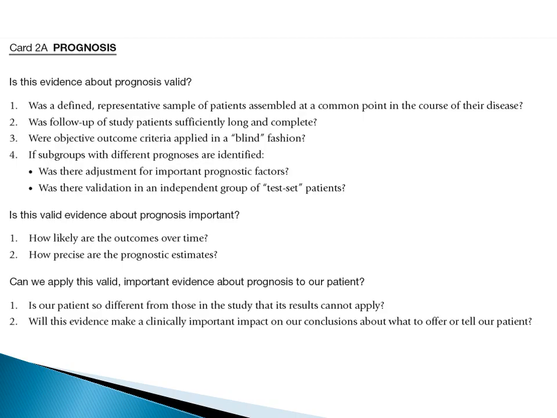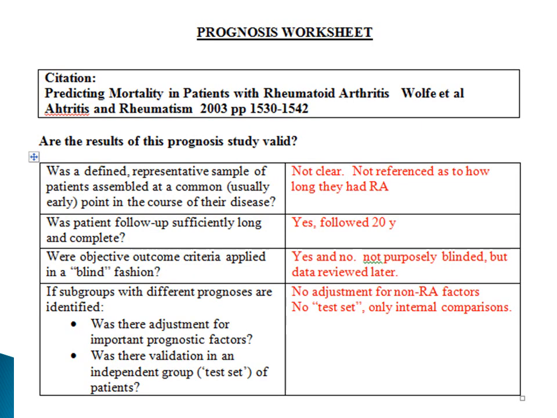Pulling up those, here's our question in a worksheet form in a Word document. So I started filling in this prognosis worksheet, working from the article that I had. The question: was a defined representative sample taken? Not really clear, because it wasn't referenced how long they had rheumatoid arthritis. It was all the people who came into this one center over several years, and then they were followed over a 20-year period. So was the patient follow-up sufficiently long? Well, yes, they followed for about 20 years.